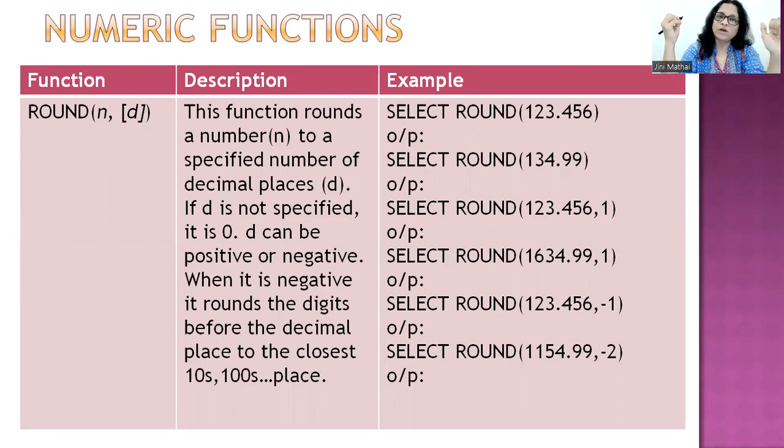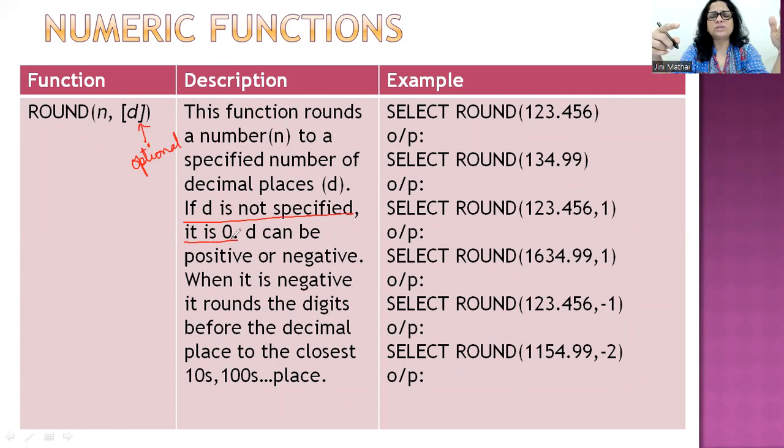Now the round function takes two values in parentheses, but the second value is optional. Can you see I wrote n comma d, but I put d in square brackets. The square bracket here only means that the second value is not a compulsory value. It is optional. It means you may or may not give the second value, because if d is not specified, it is automatically taken as 0. Okay, and what does this do?